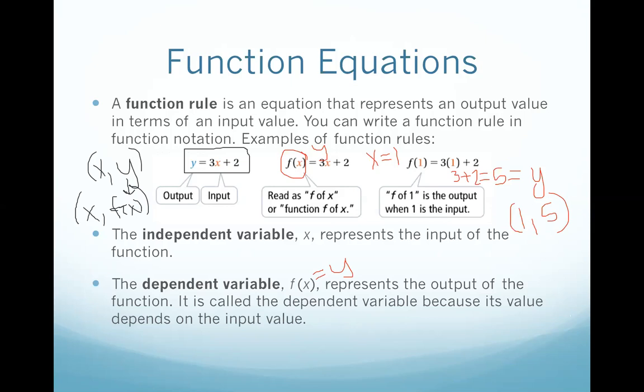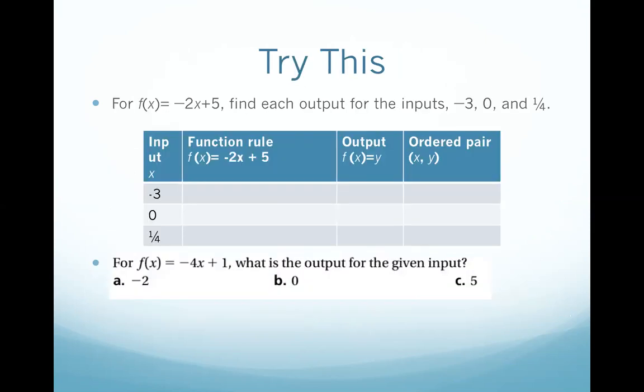Let's look at an example. So for this example, we have f of x equals negative 2x plus 5, and we want to find the output for each input of negative 3, 0, and 1/4. So I made a table, and actually my input column got a little bit squished, but it should be fixed in your notes. It should look like input instead of input, okay?